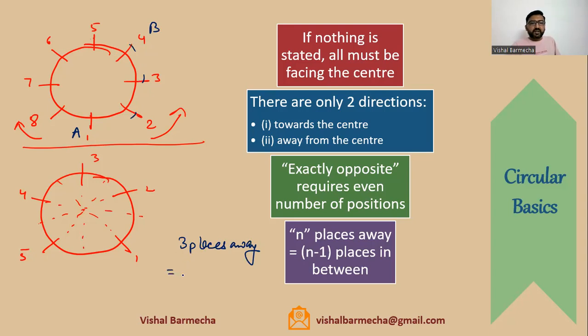But 3 places away हम कैसे कर सकते हैं? We can also look at it this way, that 3 places away is equal to 3 minus 1, that is 2 places in between. राइट. तो if I say B is 3 places away from A, तो राइट साइड से जाओगे तो 2 and 3 in between, 4 आ जाएगा. लेफ्ट साइड से जाओगे तो 7 and 8 in between, and then B could also be at 6. तो B will be either 4 और 6. राइट. तो n places away is equal to n minus 1 places in between.